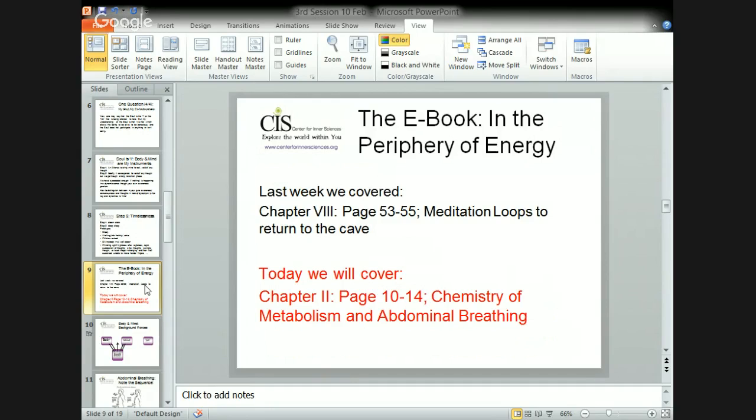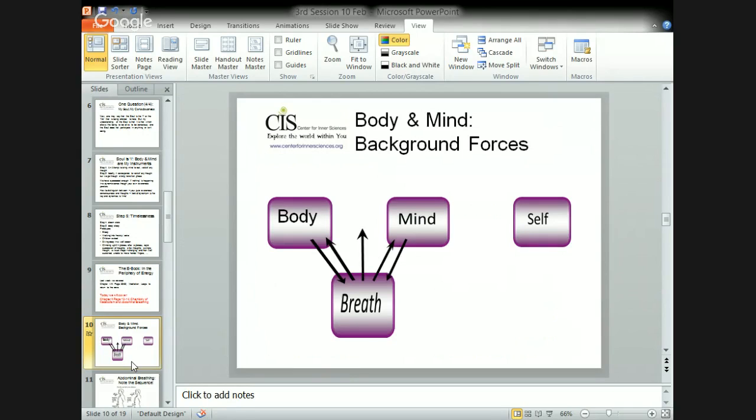So last week, we covered chapter 8 of that particular ebook, page 53 to 55, which describes the strategy of meditation loops so that I can return back to the cave. And today we will cover chapter 2. So I am going back and forth, page 10 to 14, chemistry of metabolism and how abdominal breathing, diaphragmatic breathing helps us. Of course, we have seen this slide in session 1.